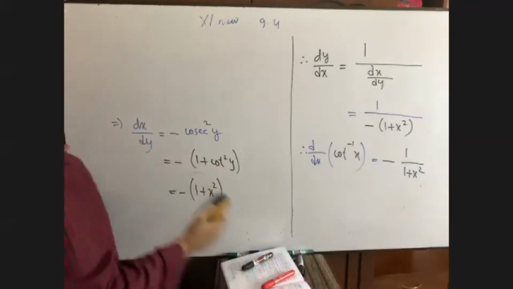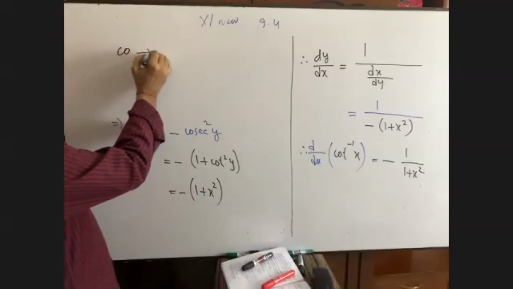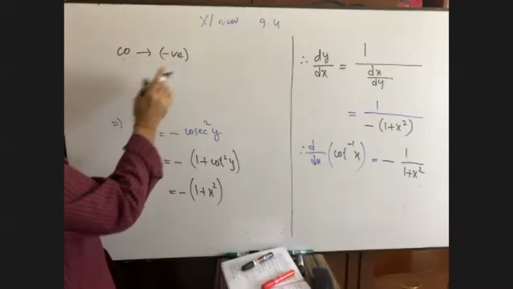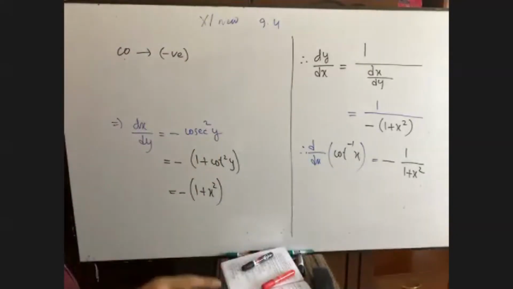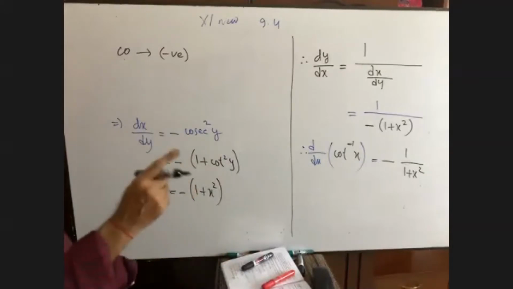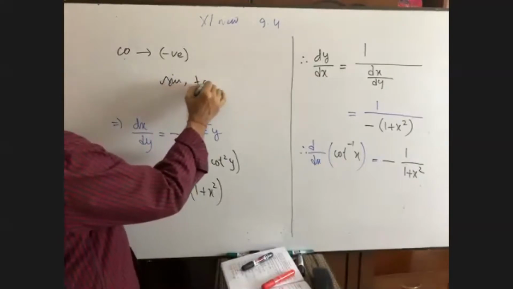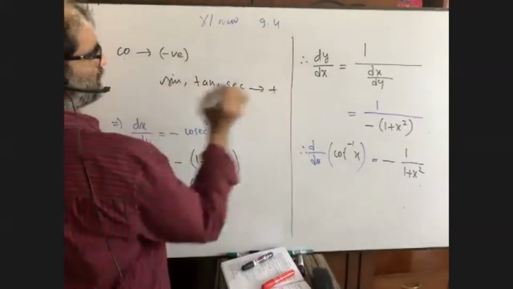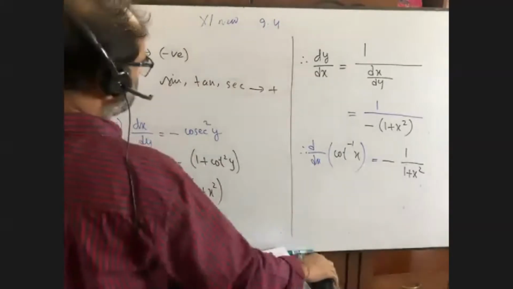Here also, for cos inverse x, it was negative. For cot inverse x, it is negative. For cosec inverse x, it is also negative. But for sine, tan, and sec, there is no co. So for these, they were positive. I think you've got me right. Yes, sir.